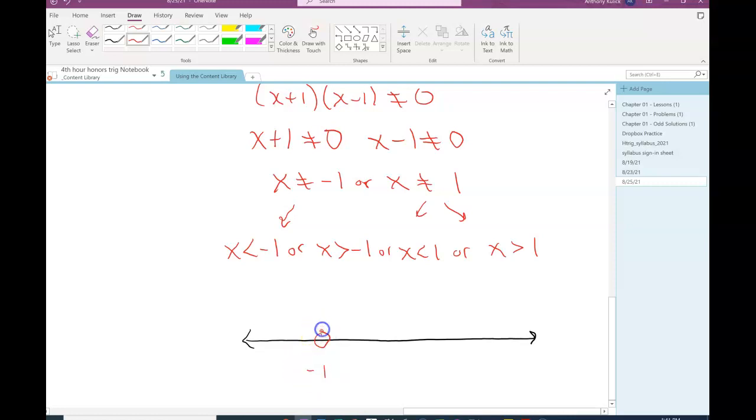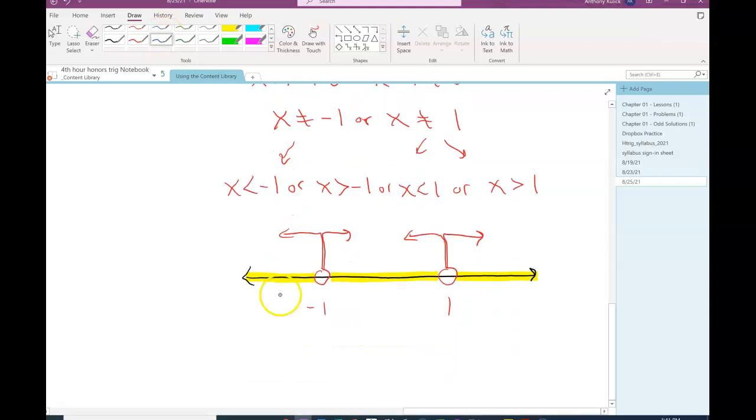So I have -1 here. I have x is less than -1. And then x is greater than -1. I have +1 here. I have x is less than 1. And I have x is greater than 1. So the part of my graph that's covered are these sections here, right? This piece is x is less than -1. This piece is -1 is less than x is less than 1. And this piece is x is greater than 1.